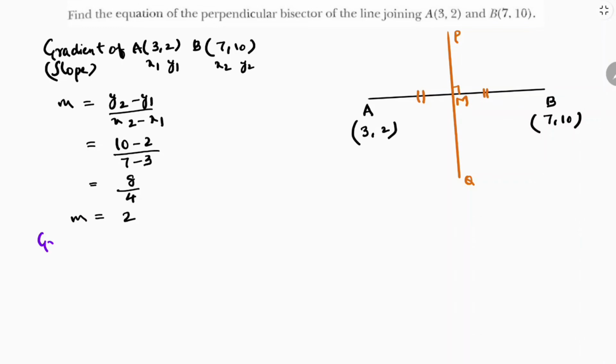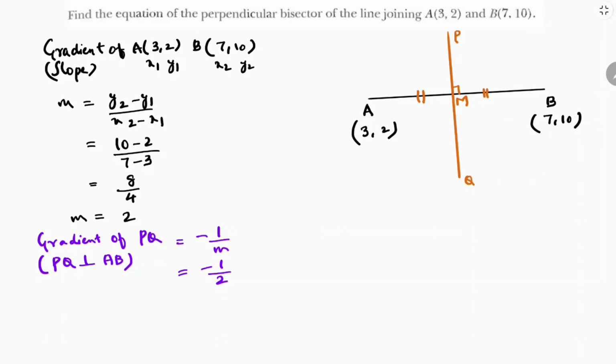Now gradient of PQ. So PQ is perpendicular to AB. So to find the perpendicular slope, negative reciprocal. So the perpendicular slope or gradient of PQ is minus 1 by 2.